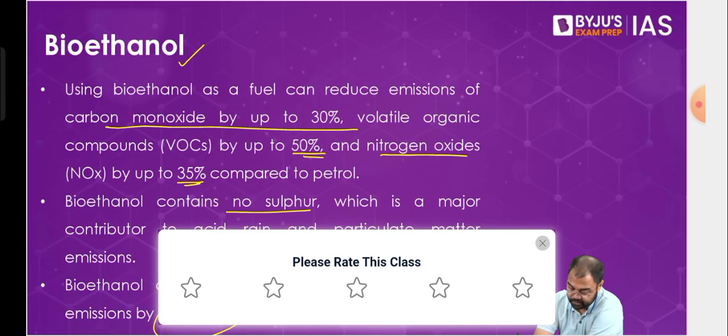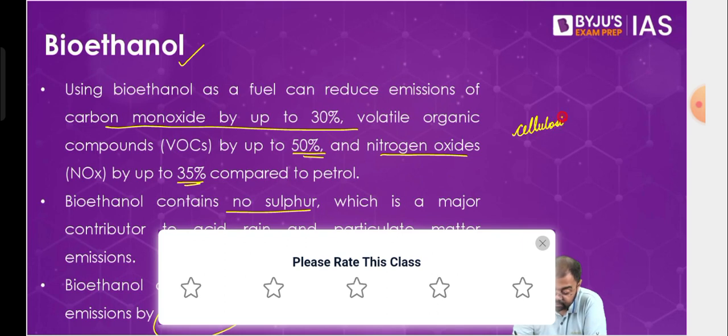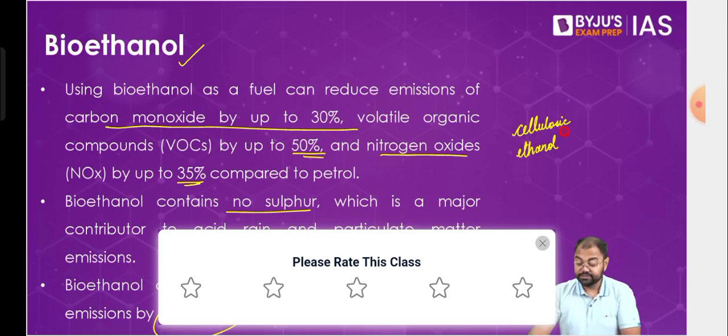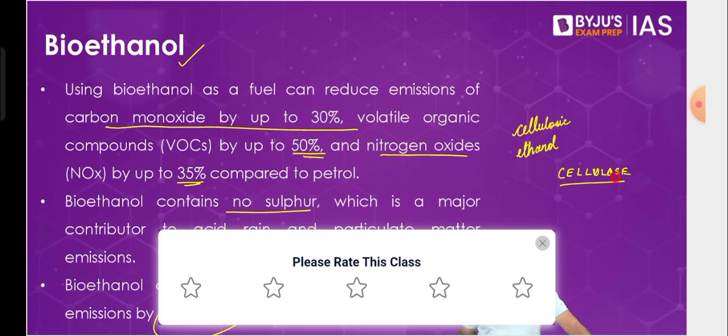Now, a part of the research that is happening in bioethanol is on cellulosic ethanol. Cellulosic ethanol is where we are trying to get ethanol or bioethanol from cellulose. So can you tell me what is cellulose? Or let me ask this: can you tell me where in plants we find cellulose? In the plant cell, where would you find cellulose? Yeah, a lot of you have given the correct answer.